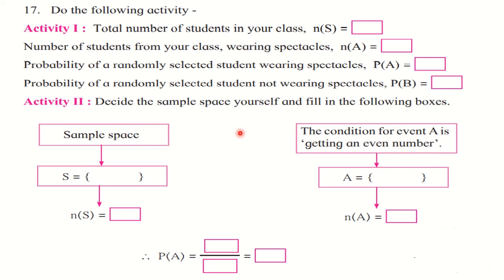Now for activity 2, here also you have to decide any sample space. Take any sample space, and the condition of event A is given that it should be an even number. So for example, you can take the first 10 natural numbers, 1, 2, 3, 4, 5, 6, 7, 8, 9, 10. So n of S will be 10. Then you want to write even numbers: 2, 4, 6, 8, 10. So they are 5, and find out the probability. In both the activities, such questions are called open-ended questions, where every student is going to get a different answer because you are choosing the numbers by yourself. So these 2 activities you will solve by yourself.